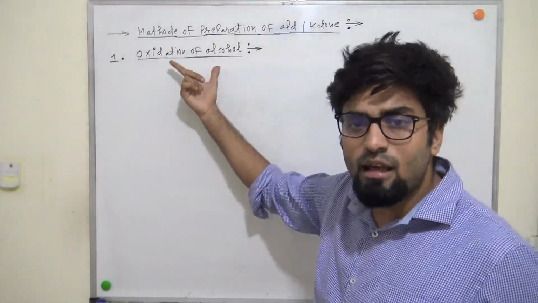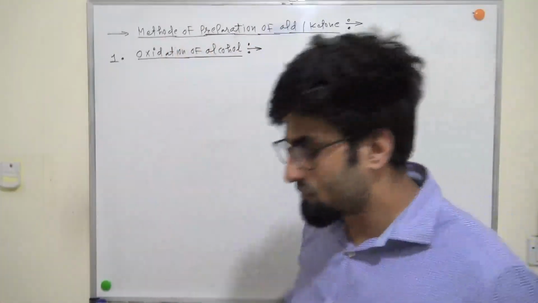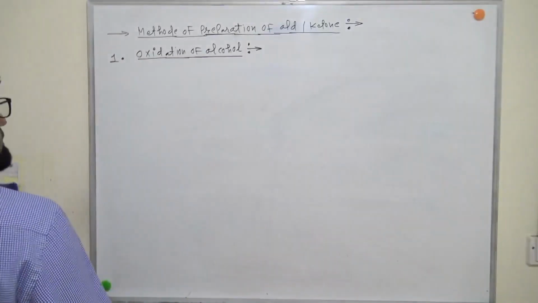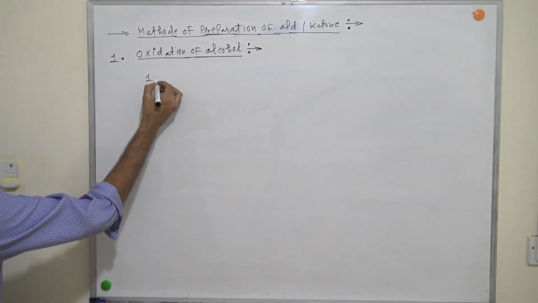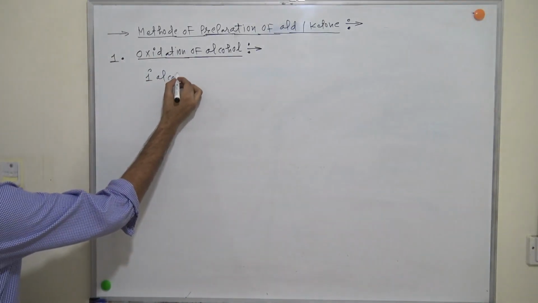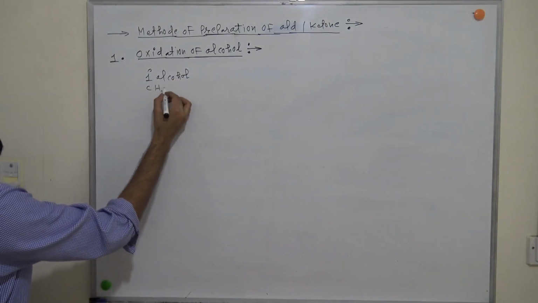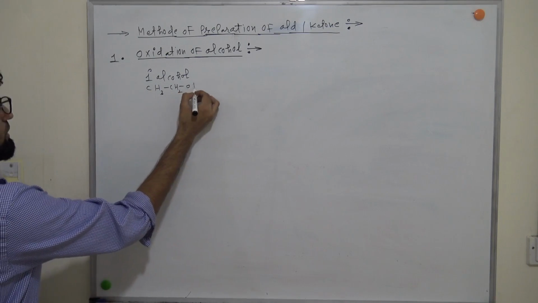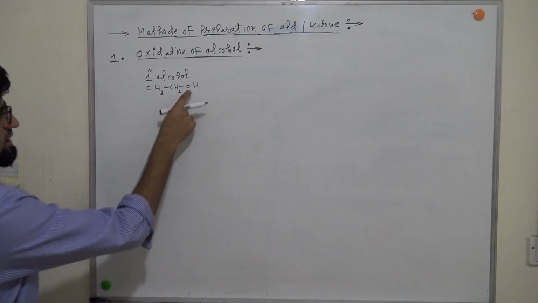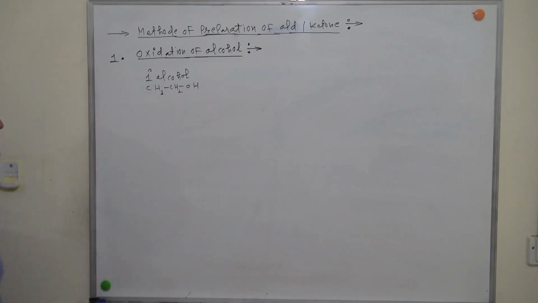So the first method that I am taking is oxidation of alcohol, right? So let me tell you about oxidation of alcohol. Suppose you have 1 degree alcohol. What is the meaning of 1 degree alcohol? 1 degree alcohol means CH3CH2OH. Here OH is attached to this carbon, and this carbon is only attached to one carbon, so that is 1 degree alcohol, right?